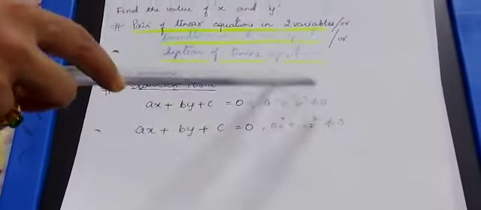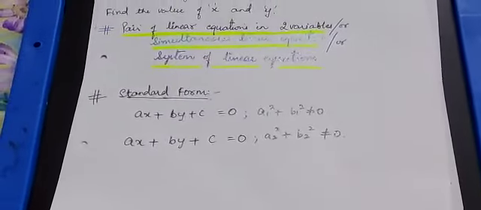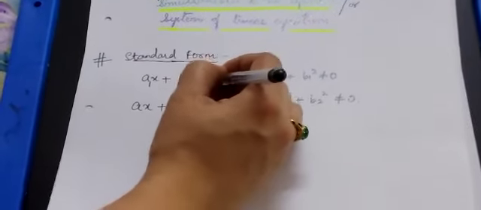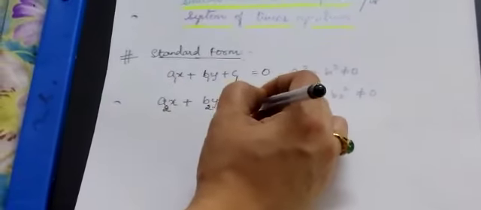The standard form for the same is ax plus by plus c is equal to 0. But here, as we are talking about a pair, we should have two equations. Both the equations cannot be of the same type. There has to be some difference in the set of equations. So let's call the first equation a1x plus b1y plus c1 is equal to 0, and the second equation a2x plus b2y plus c2 is equal to 0.